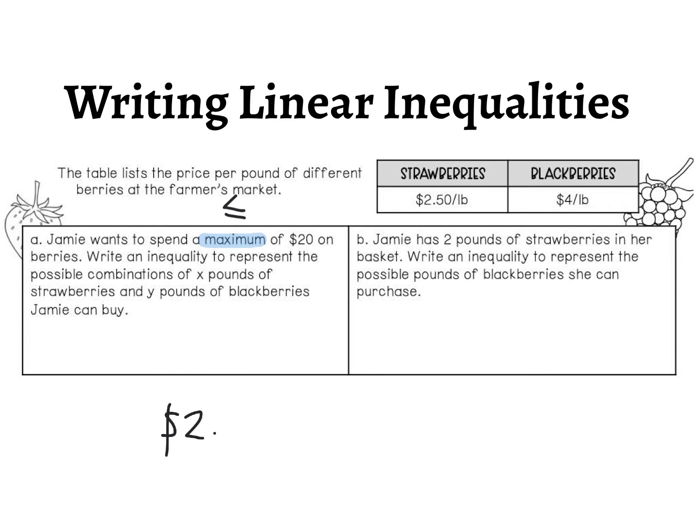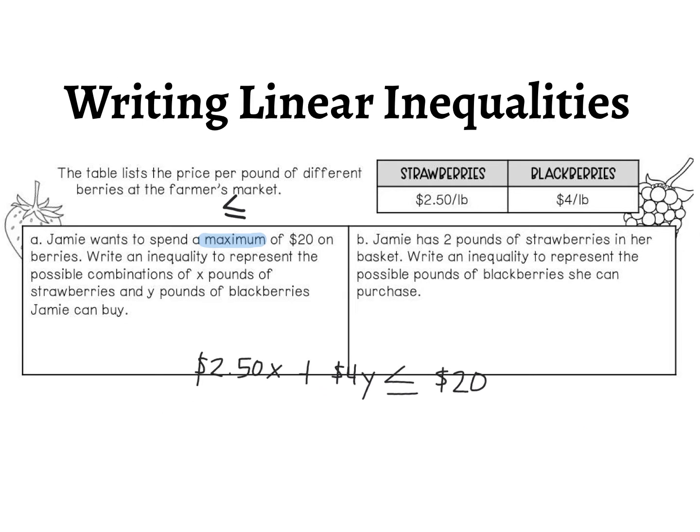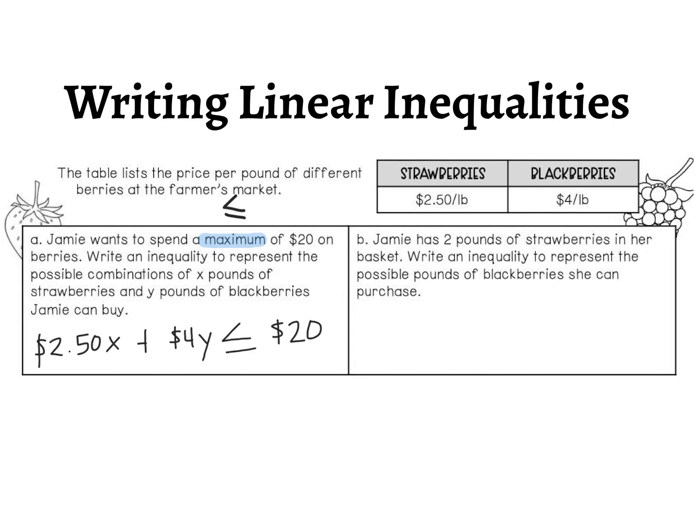$2.50 per strawberry plus $4 per blackberry, and I can only spend a maximum of $20. And I've already used this symbol to represent that. So instead of pressing the equal symbol, I'm going to use the symbol that I use for my inequality. And that's it. That's how you would write your inequality.